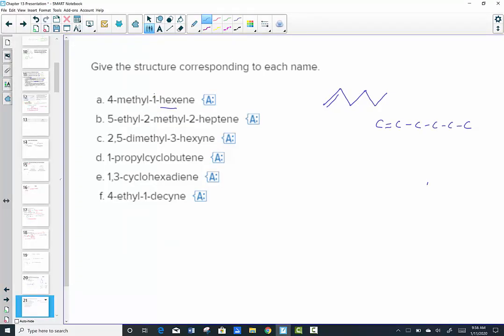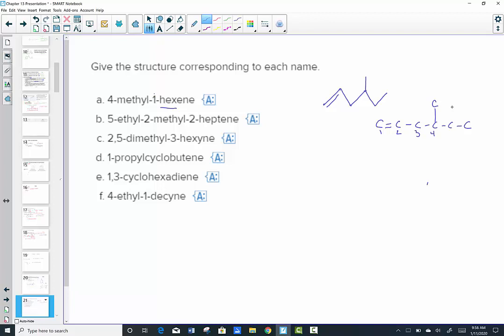Off of carbon 4 is a methyl group. So here is a methyl group. So carbon 1, 2, 3, 4 is your methyl. 4-methyl-1-hexene. Now again, I can draw these as just kind of an idea of connectivity and then go to the bond line structure based on the name.